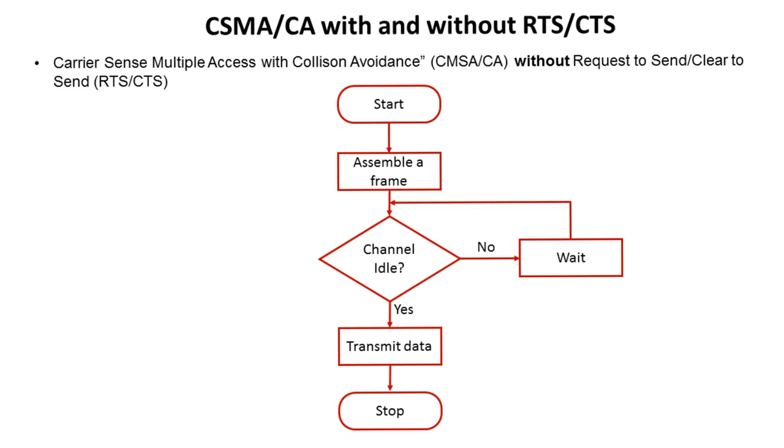We're going to look at it first without the request to send, clear to send. So in CSMA/CA without RTS/CTS, if a device is ready to send some data, it assembles the packet or the frame of data it wants to send, and then it asks the question, is the channel idle? A little signal will go out from the device on, say, channel 6, and it will ask the Wi-Fi network, are you currently available? Is this a good time to be sending you data? And at the simplest level, if it says yes, the data gets sent. And if it says no, it simply waits a period of time and then checks if the frequency is less busy to send again.